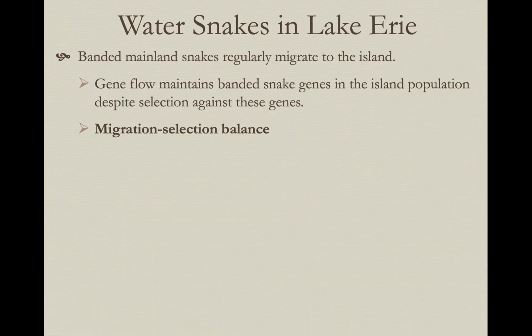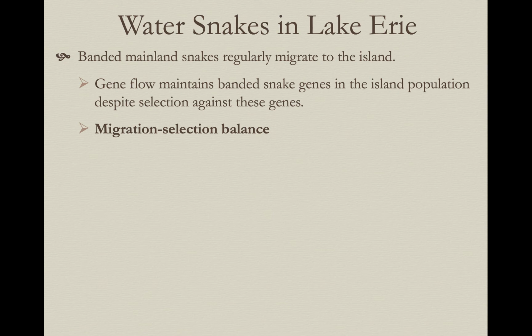The banded snakes regularly are migrating to the island. So this means that there's high gene flow. So gene flow is maintaining banded snakes and the genes for that banding pattern in these island populations, despite the fact that there is a selection pressure to remove them. So this is an example of what we call migration selection balance.